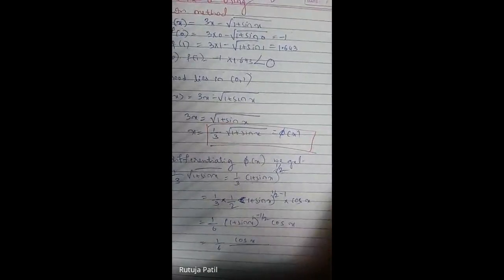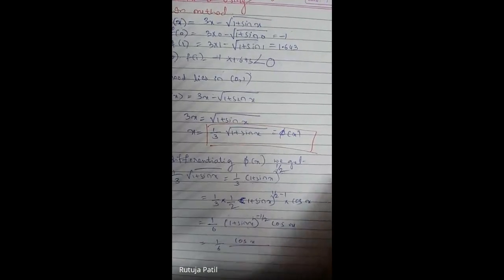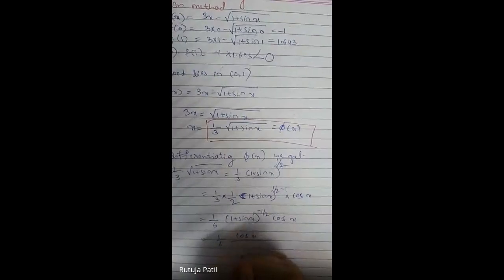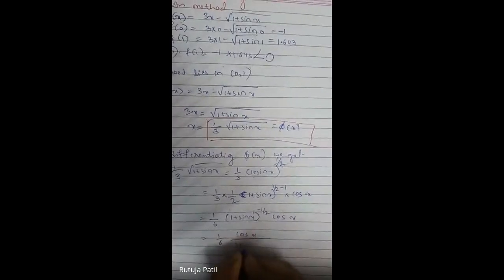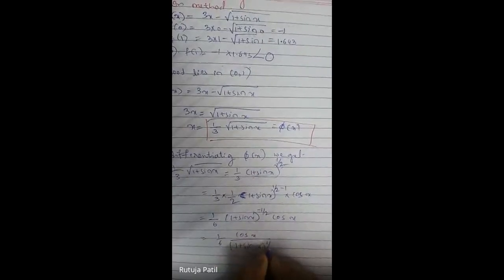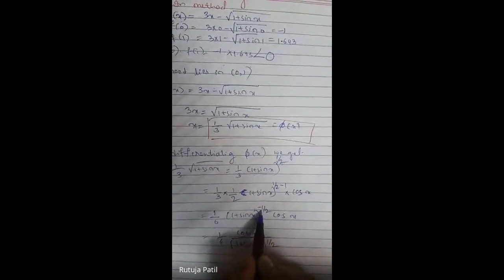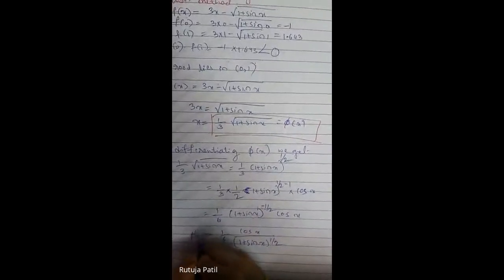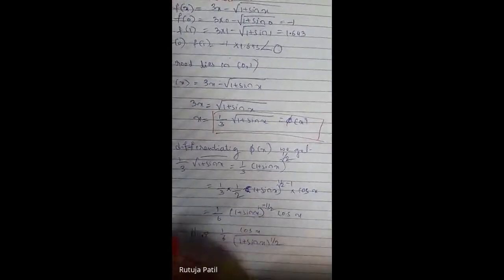Okay, so 1 by 6 cos x, since this is to the power minus 1 by 2, when I take that minus 1 divided by 2, this term goes in the denominator. So what we will get there? 1 plus sine x to the power 1 by 2. Since it's a negative, if you bring it to the denominator, it becomes positive, right? So this is our psi dash of x, that is the differentiated value of psi of x.